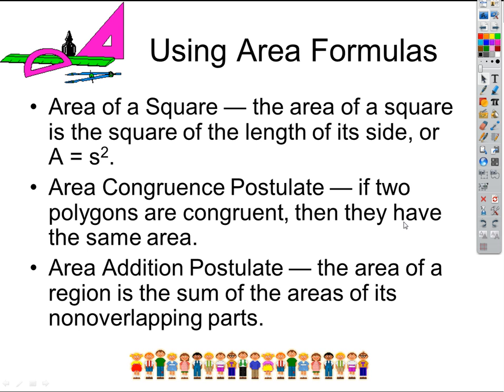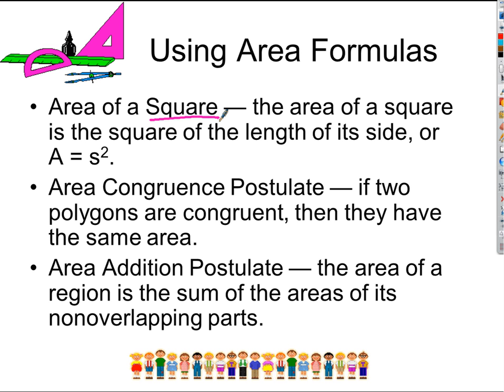Now, before we get into this, though, I want you to notice something here. The area of a square. Now, we all know what the area of a square is. If I have a square of side length S, then what's the area of the square? S squared. S times S, or S squared. So the area of a square is S squared.